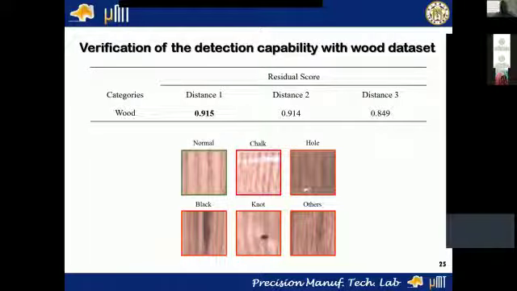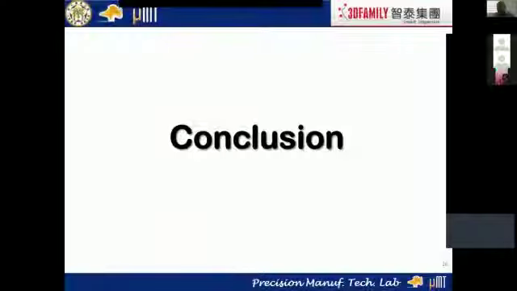This page shows the AUC of the wood dataset. It can be seen that GAN anomaly performed better by using distance 1 than distance 3. This was because the wood defect samples of the actual production line were texture samples, which increased the detection ability in feature extraction. Next, let's take a look at conclusion.